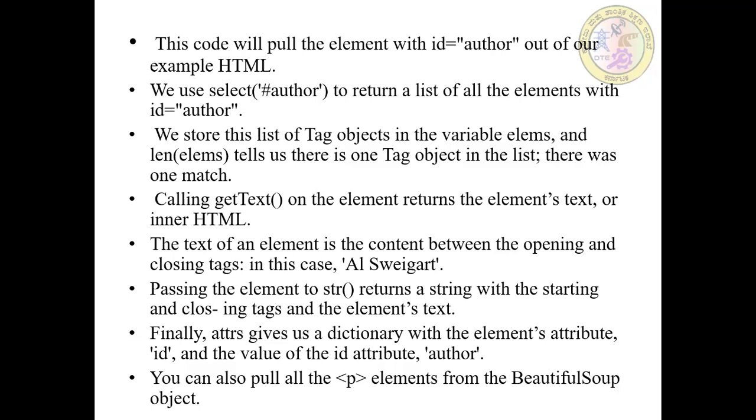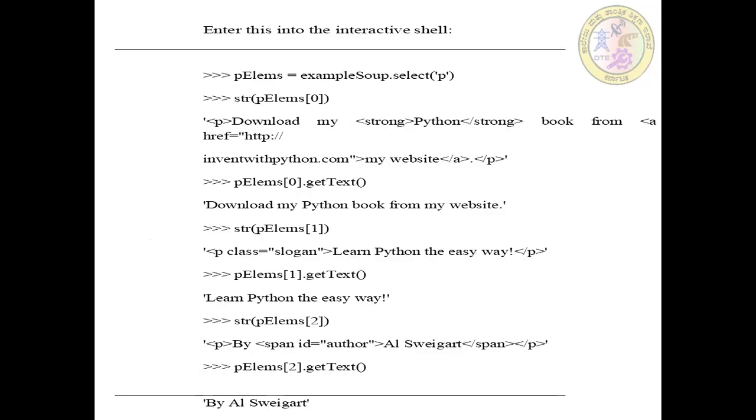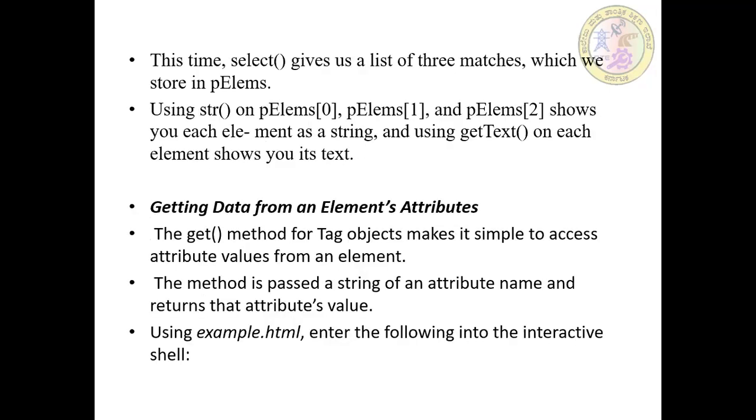You can also pull all the p elements from the BeautifulSoup object. This is the code for extracting. This time select gives us a list of 3 matches, which we store in pElems. str on pElems 0, 1, and 2 shows each element as a string. Using getText on each element shows you its text.